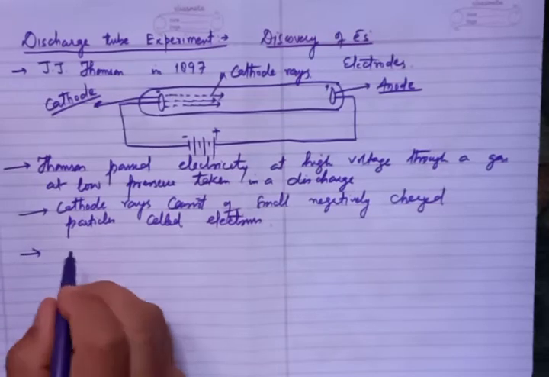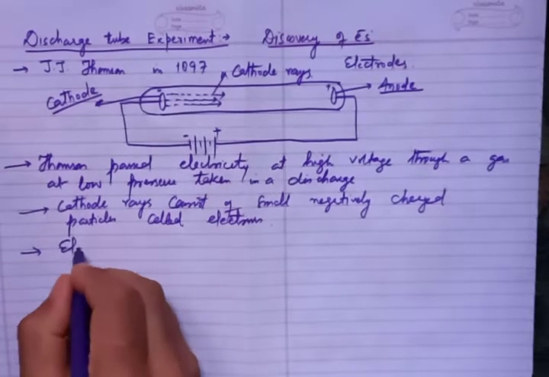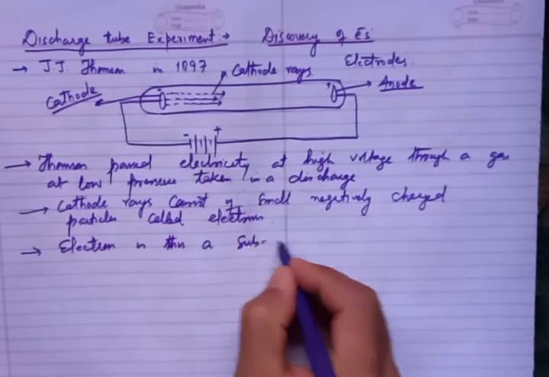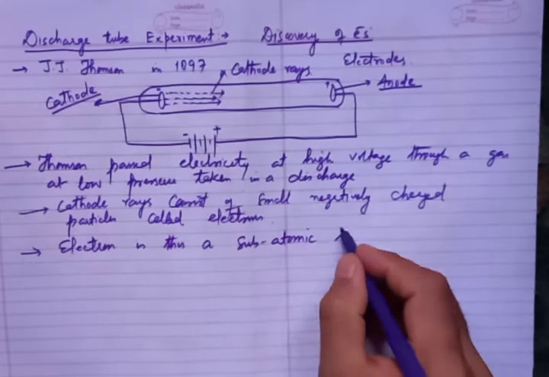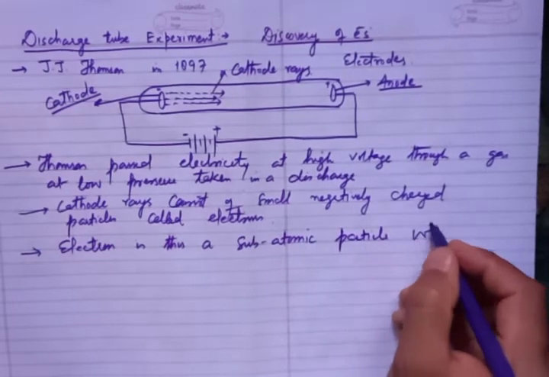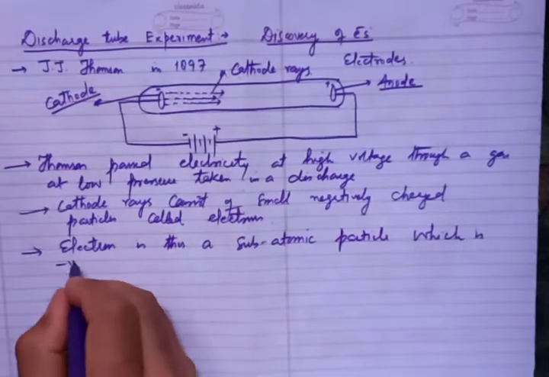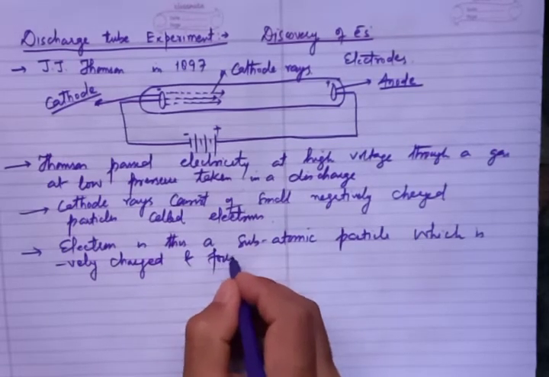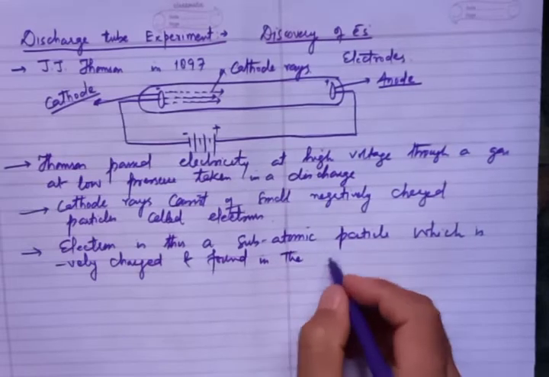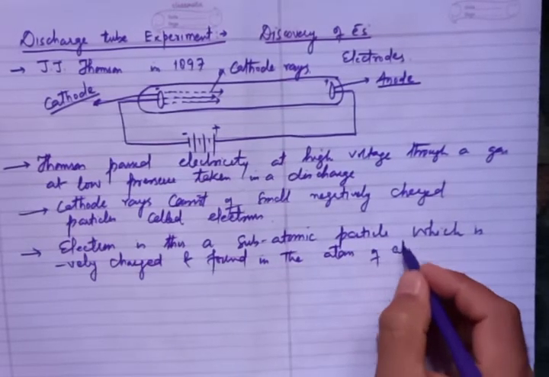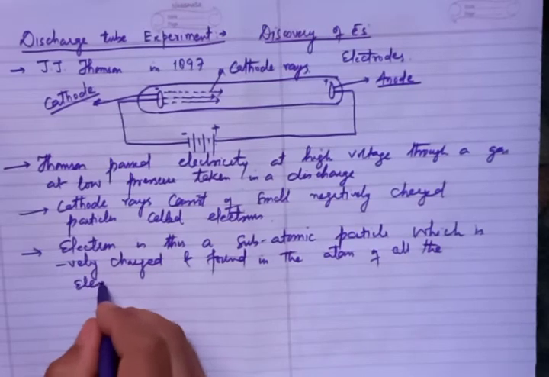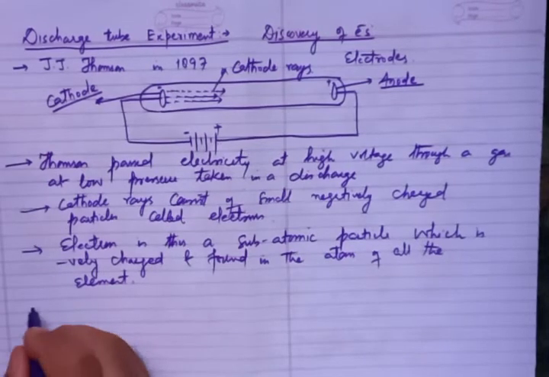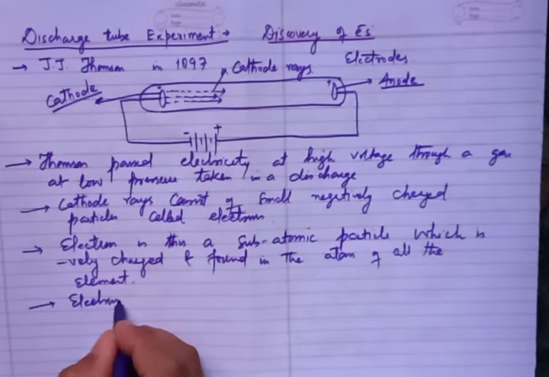So this electron is thus a subatomic particle which is negatively charged and found in the atoms of all the elements. हर एक एलिमेंट के एटम में पाया जाता है ये इलेक्ट्रॉन. These are located outside the nucleus of an atom. जो इलेक्ट्रॉन्स होते हैं ये न्यूक्लियस के बाहर शेल्स में होते हैं.